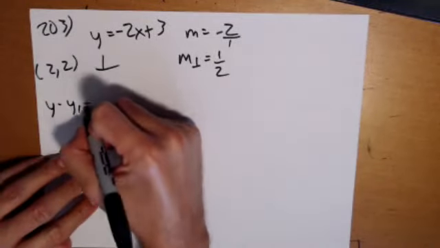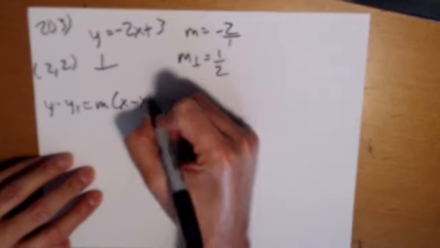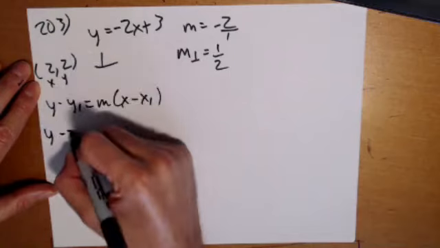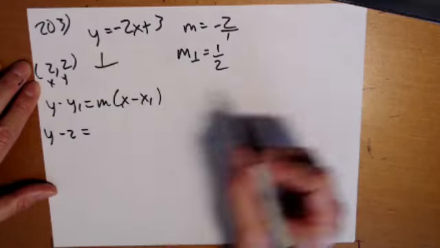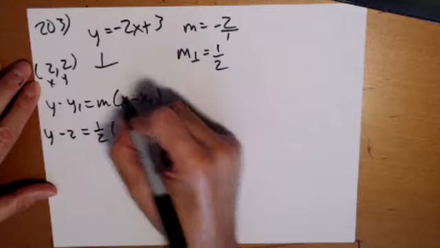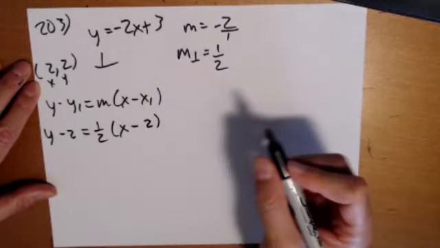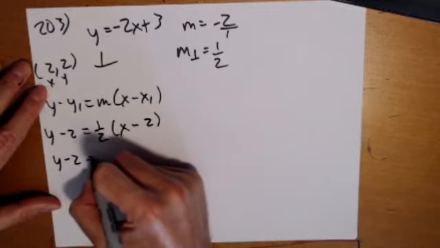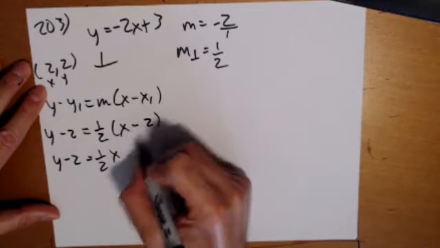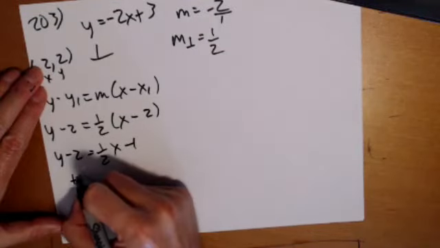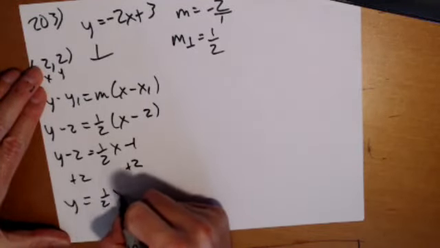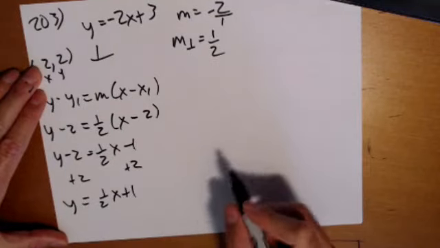y minus y1 equals m times x minus x1. Okay, y minus, that's my x, that's my y. y minus 2 equals m, 1/2, times x minus x1, 2. y minus 2 equals 1/2 times x minus 2. Add 2 to both sides. y is equal to 1/2 x plus 1. Okay.